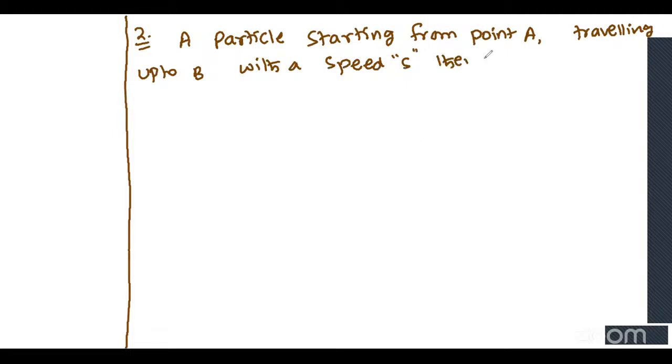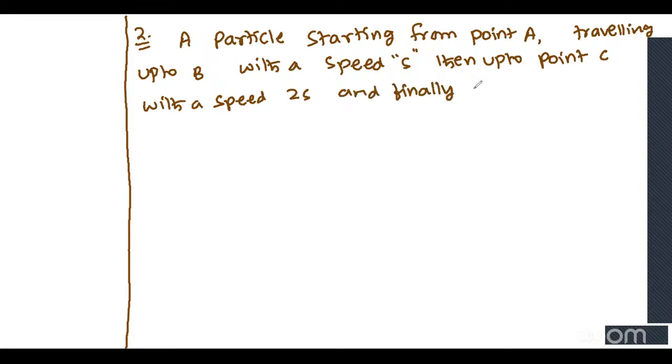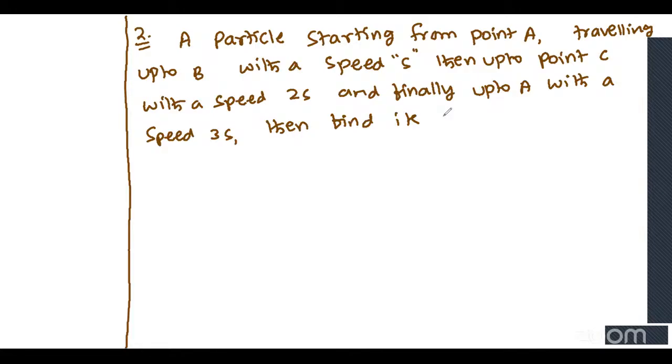Then up to point C, with a speed 2S. And finally up to A with a speed 3S. Then find its average speed.